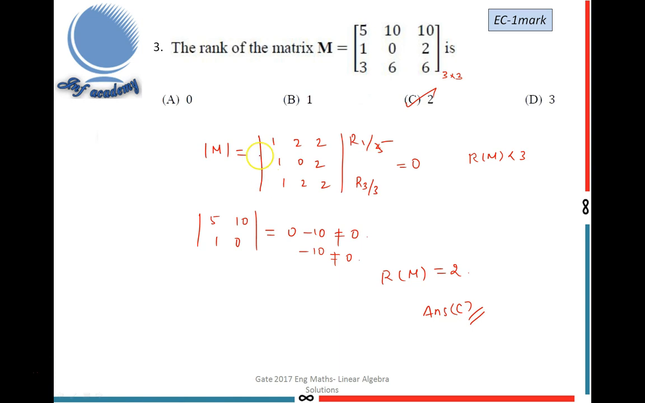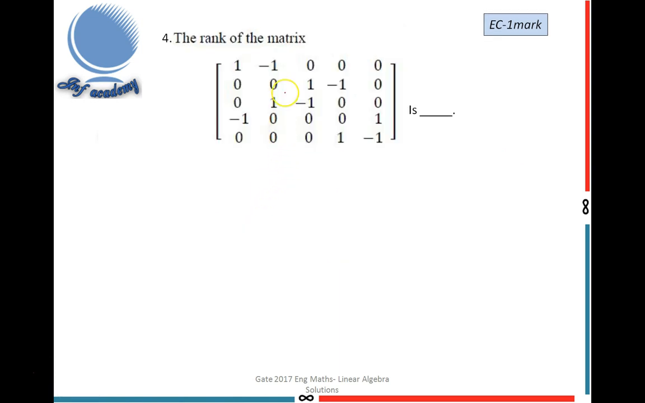Now the fourth problem is the rank of the matrix. Here a 5 by 5 matrix is given. You have to find the rank of the given matrix. This question is from the EC department. It has 1 mark. Here it is very difficult to find the determinant of a 5 by 5 matrix. So in this case, I reduce the given matrix into row echelon form. Finally, I count the number of non-zero rows in the row echelon form. This is the rank of the given matrix.